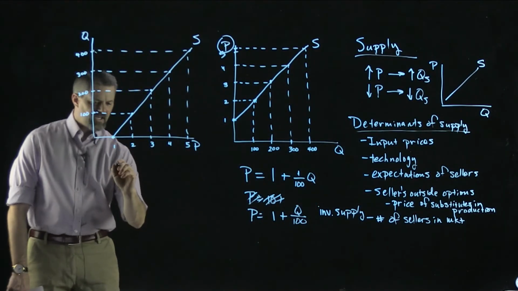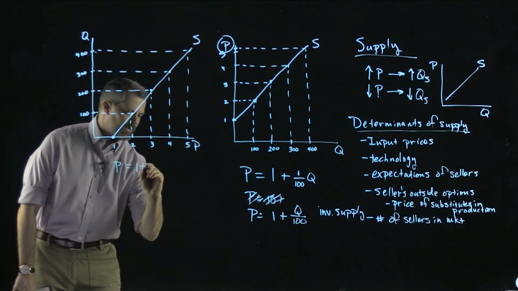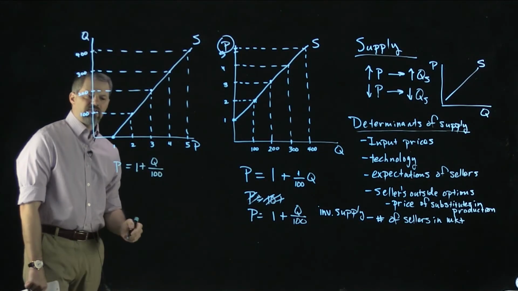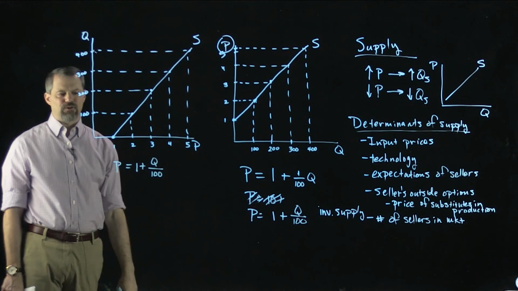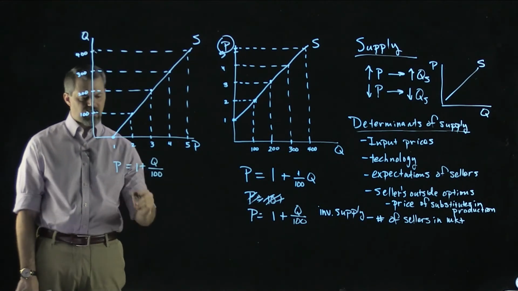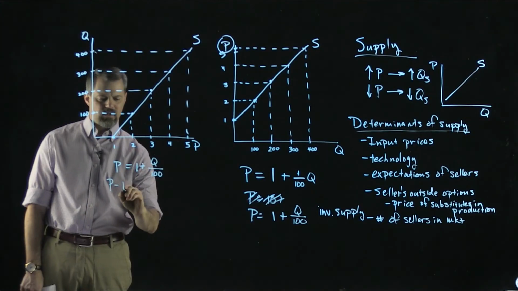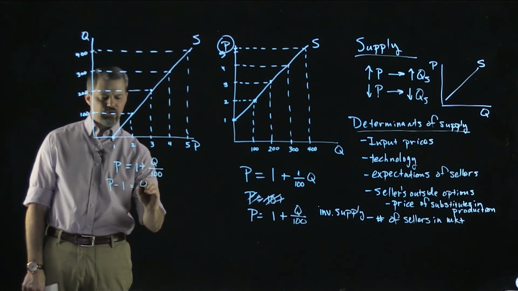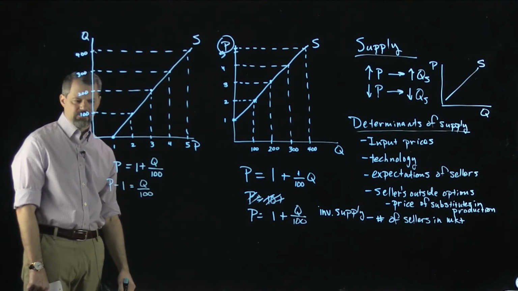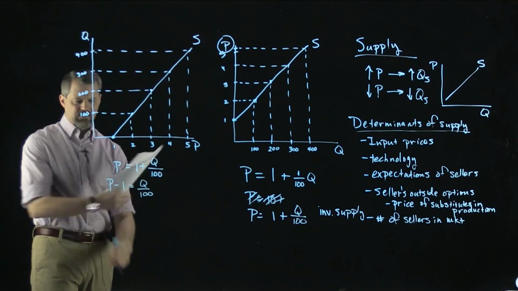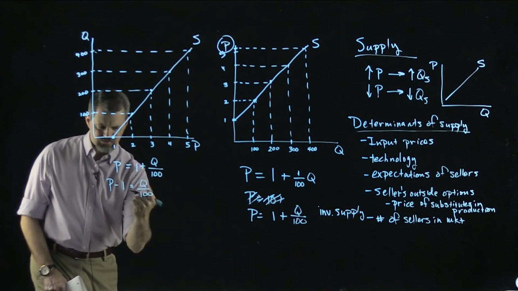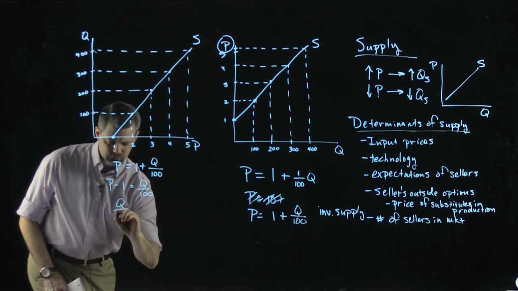I'm going to take P equals 1 plus Q over 100. And I'm simply going to solve for Q. I'm going to do this by subtracting 1 from each side. So P minus 1 is equal to Q over 100. All I did was move the 1 to the other side. Now I'm going to reverse everything because I want my Q to be on this side. So I'm just going to simply reverse the sides.